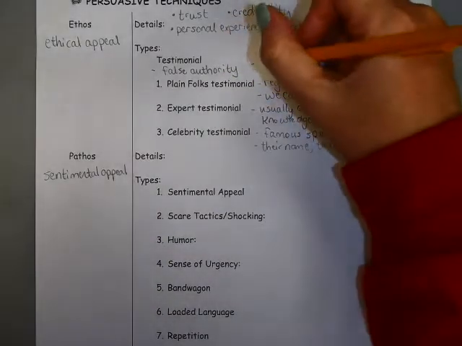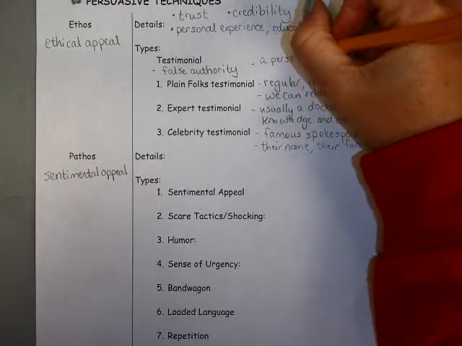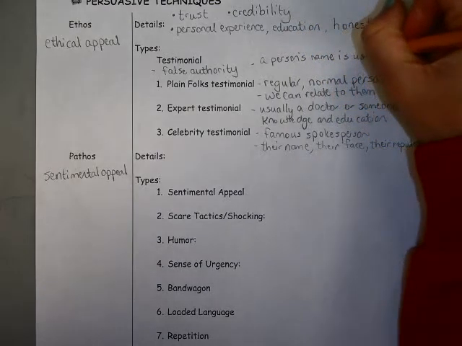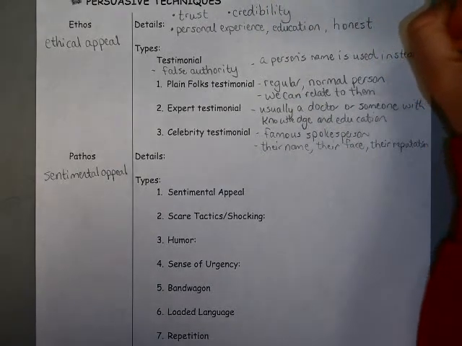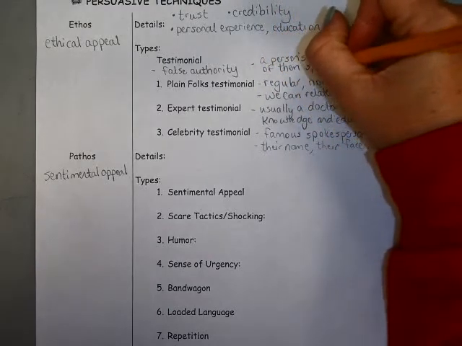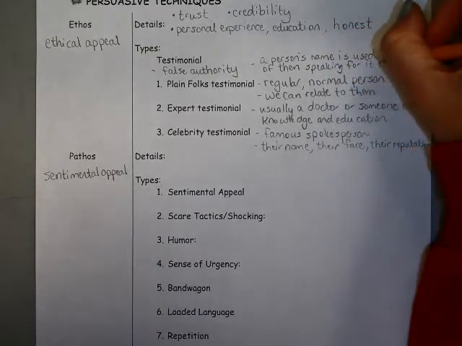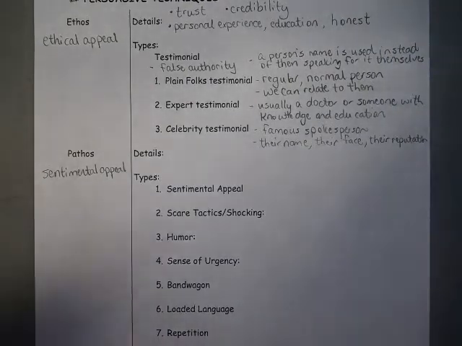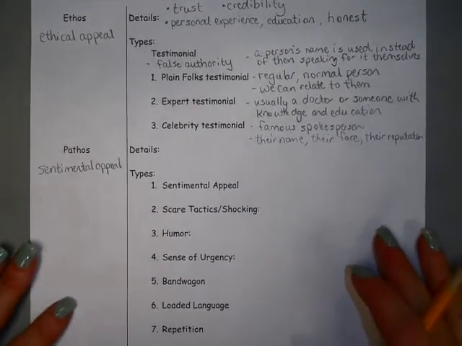So basically it's when a person's name is used instead of them speaking for it themselves. So basically this is not a type that's very credible. Okay, so that's all about ethos and ethical appeal. So we're going to go ahead and move on to pathos.